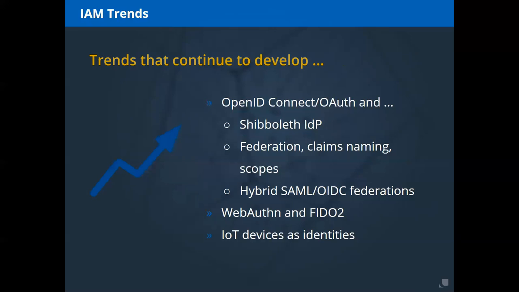How do we name claims for, like, the eduPerson schema attributes? Are there additional scopes that should be defined? And looking at how we might define hybrid SAML/OIDC federations.